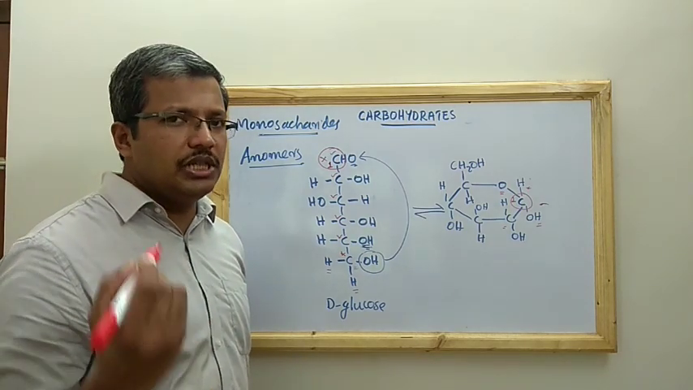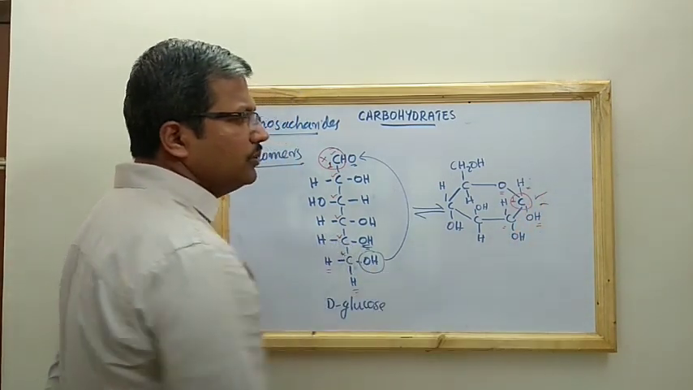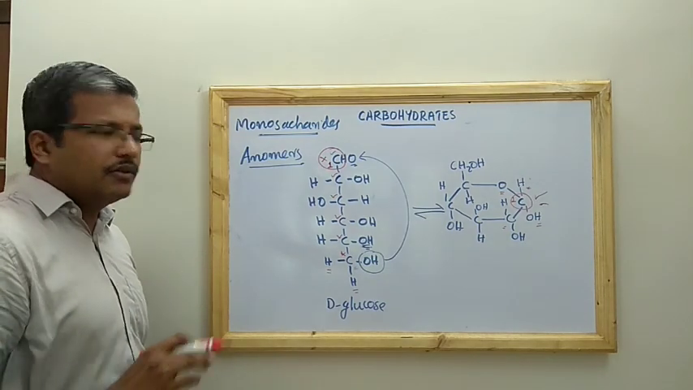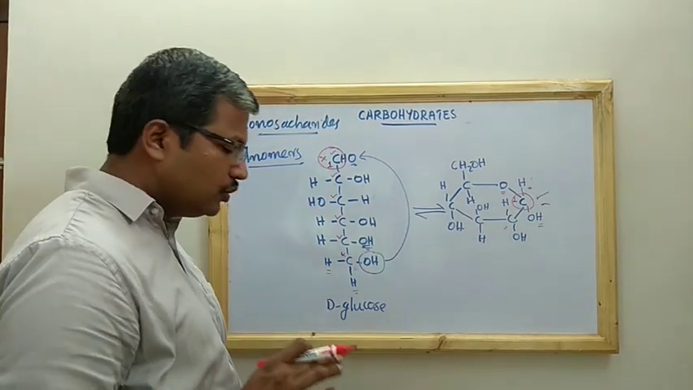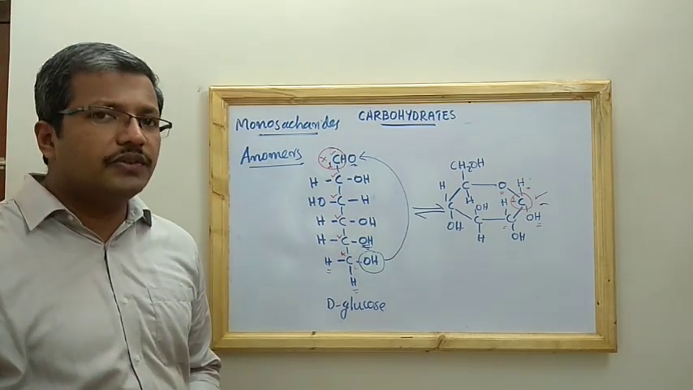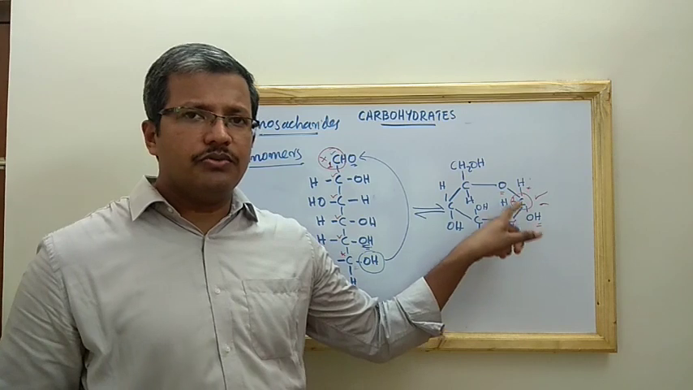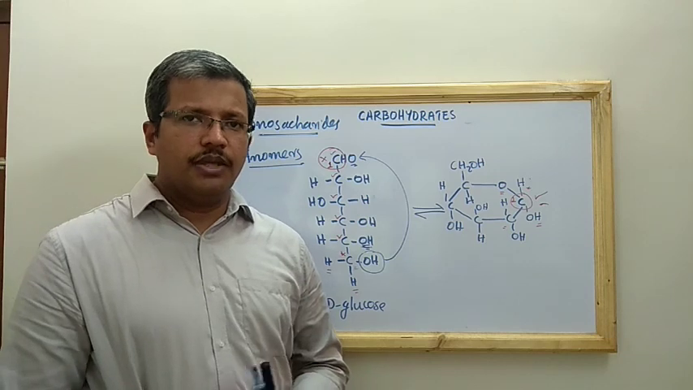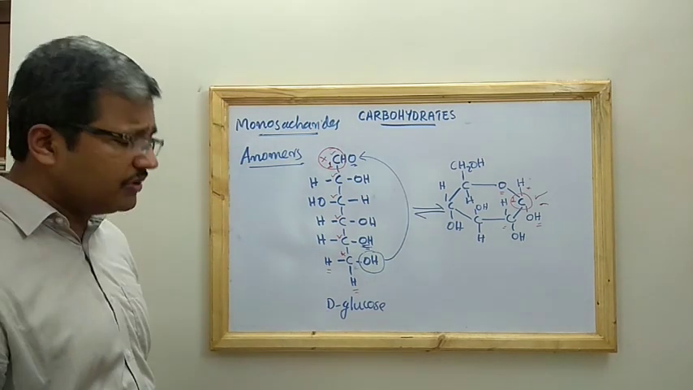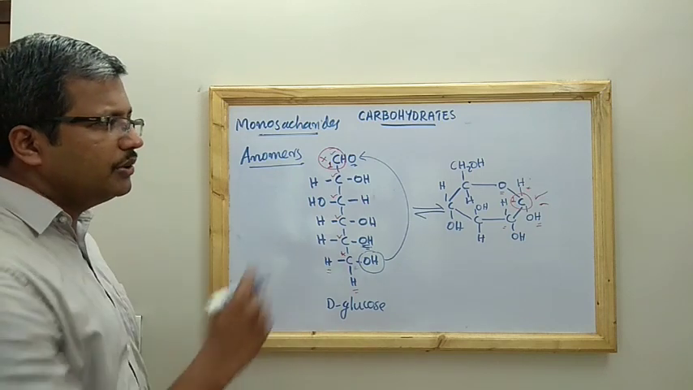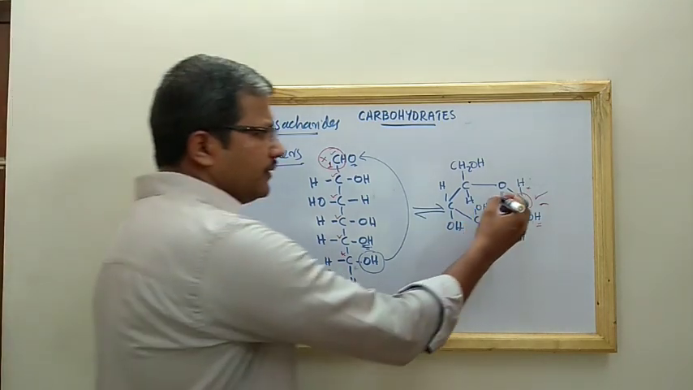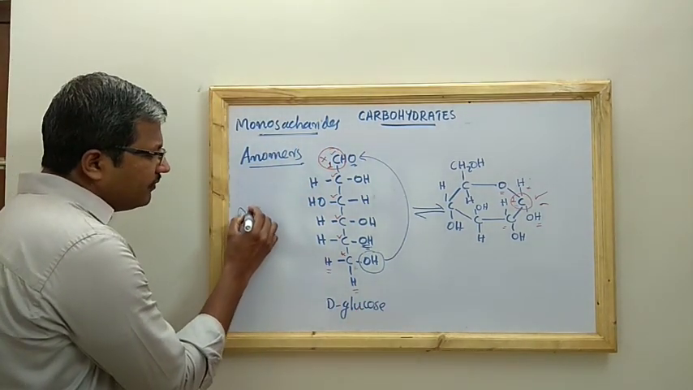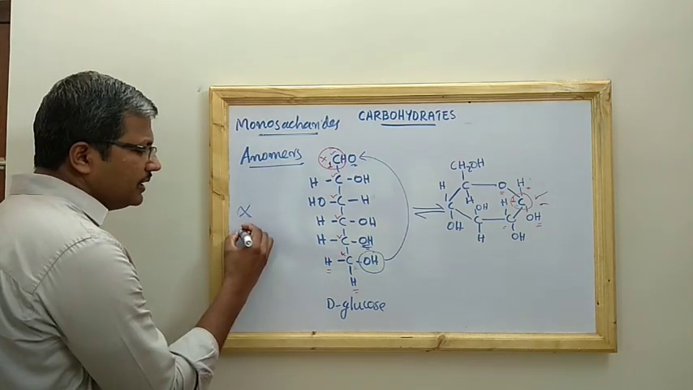Now the isomers resulting from this new asymmetric carbon are known as the anomers. Anomers are nothing but the isomers which are resulting from the newly formed asymmetric carbon when the linear structure turned into a ring structure. And there are two types of isomers that result from this new carbon, the anomeric carbon. This carbon is now known as the anomeric carbon. So let us see what they are. They are nothing but alpha and beta isomers.